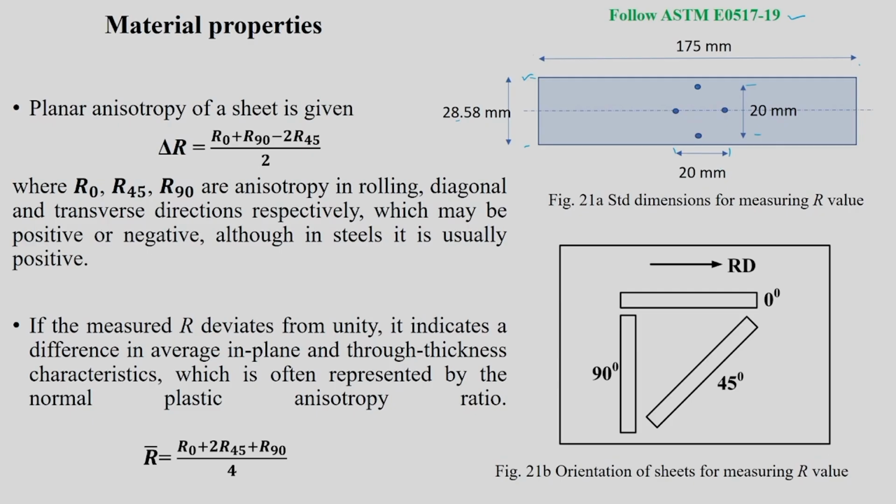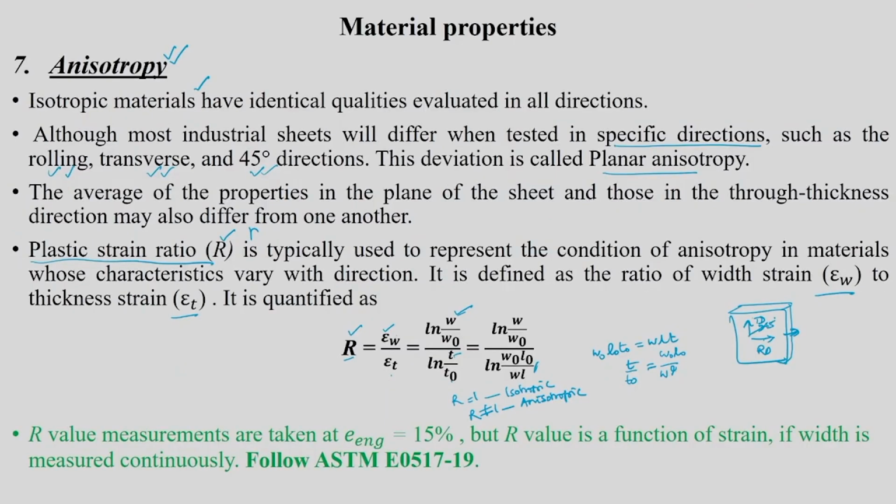And then what do you do? It is the same UTM on which you would do the tensile test. You hold it on one side and pull it on the other side, giving some displacement. You have to stop the test. In the tensile test, you actually continue until fracture, but here you stop it at 15% strain, at 15% of this 20 mm. So R value measurements are taken at a strain equal to 15%.